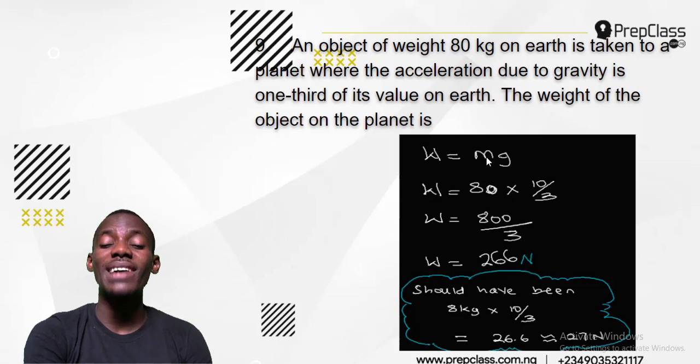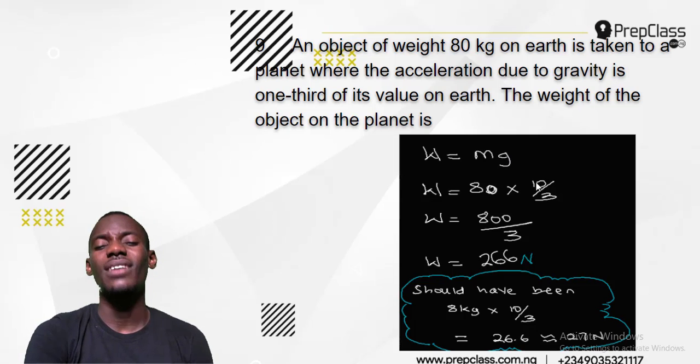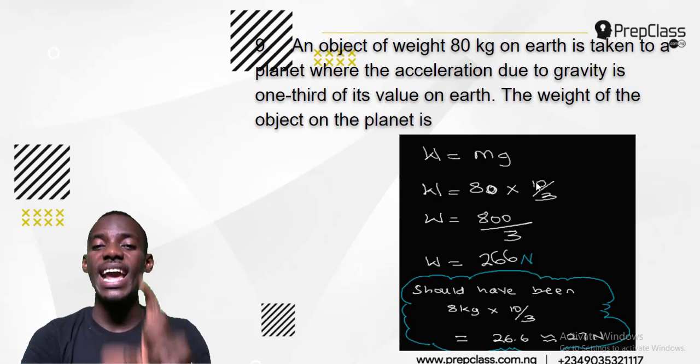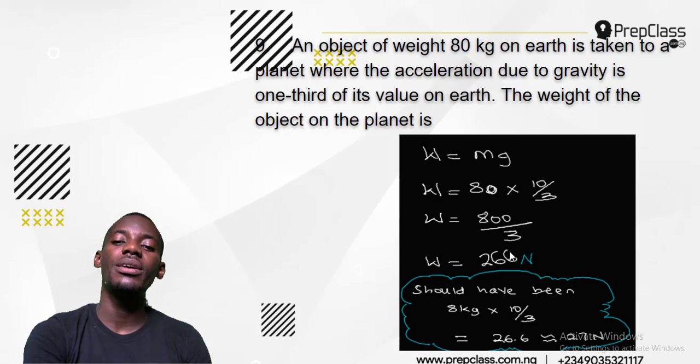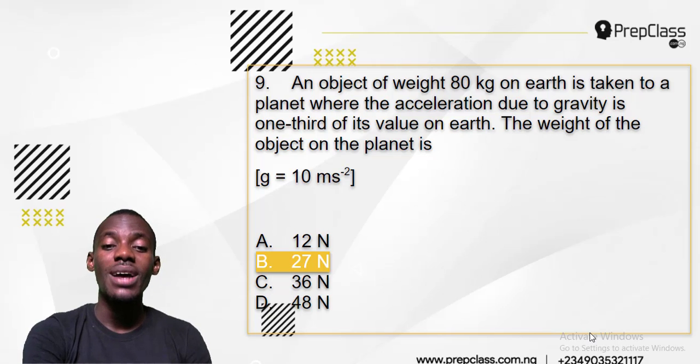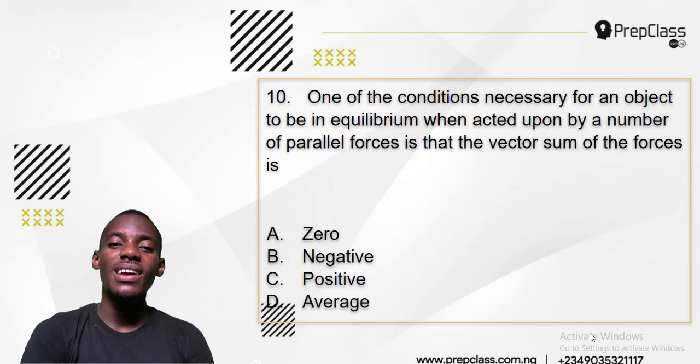Weight is always mass times gravity. Then the mass is 8, and the gravitational force is that of the Earth, that's 10 divided by 3, and that gave me 27 Newton as my answer for number 9. And that is it. Let's check out number 10 now.